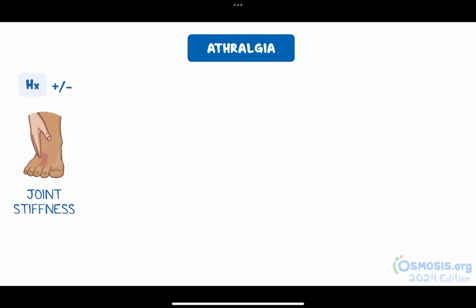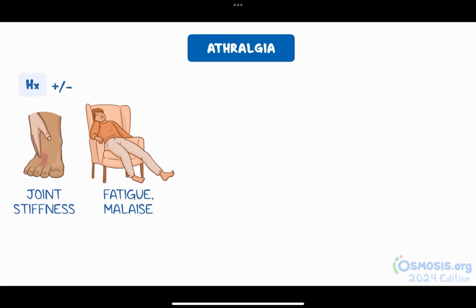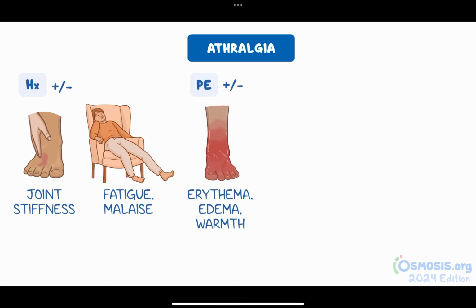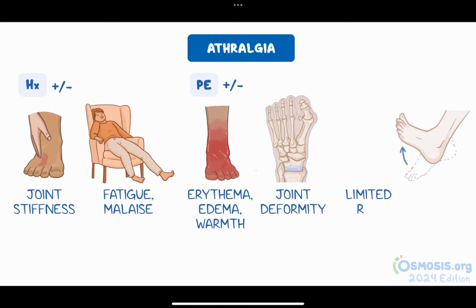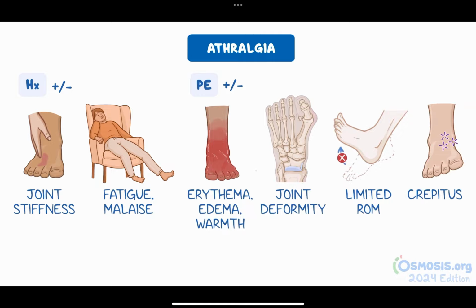First, let's discuss arthralgia. These patients may have a history of joint stiffness, fatigue, or malaise. The exam may show joint erythema, edema, and warmth with possible joint deformity, limited range of motion, or crepitus. If this is the case, diagnose arthralgia.